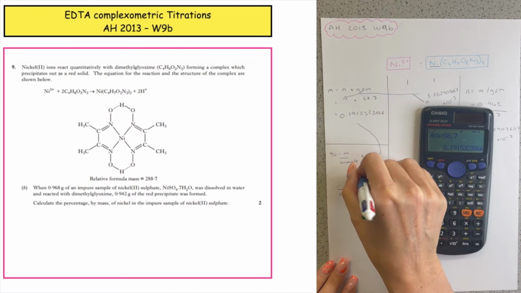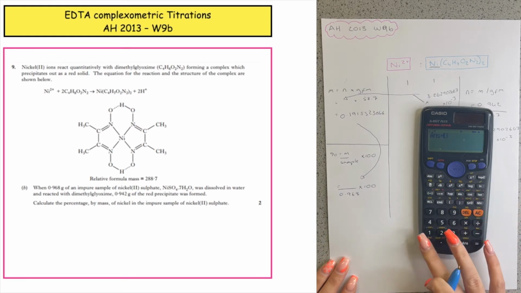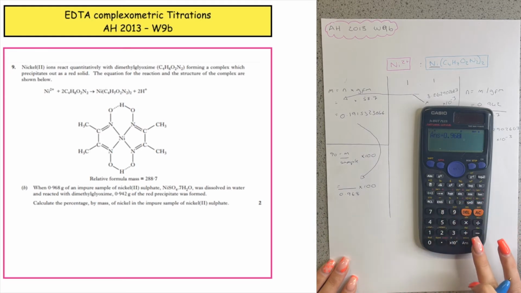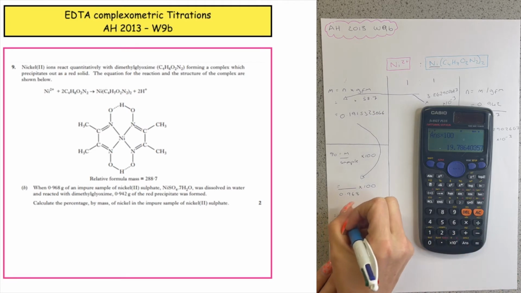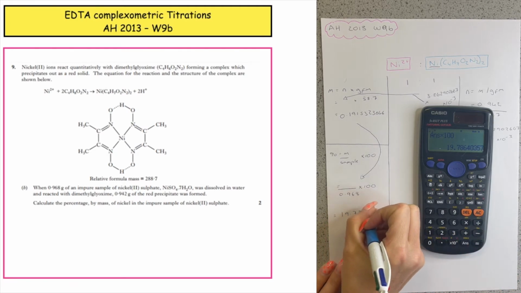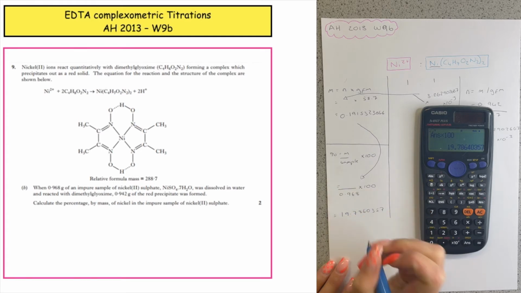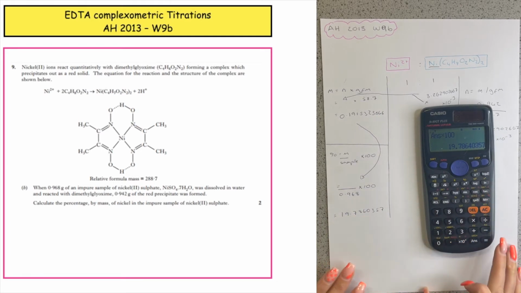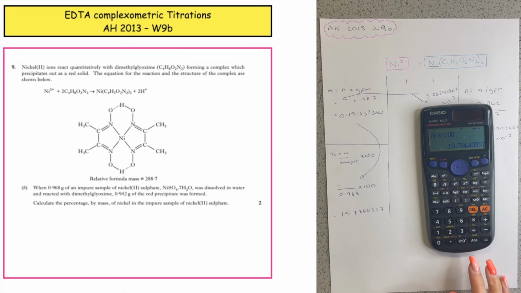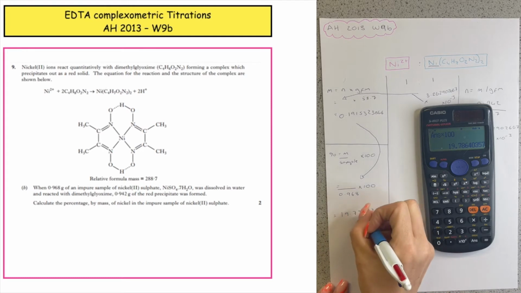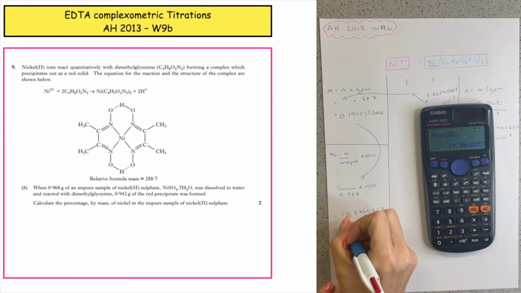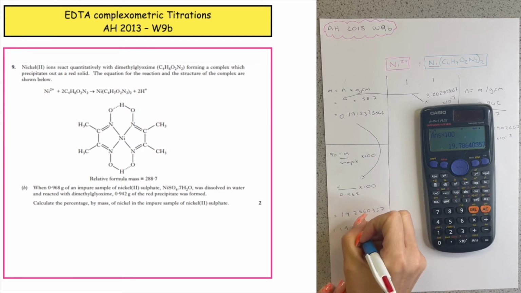If we substitute that in, divide it by 0.968, times by 100, that would give us a percentage mass of 19.786037. But at this point we want to round. What we want to do is look at the number of significant figures that are given in the question, which is 4. So I'm going to round that to 4: 1, 2, 3, 4. So that's going to be my rounder, which means 19.79%.